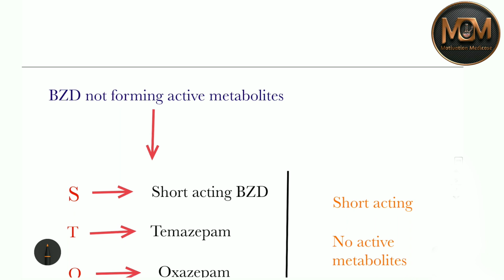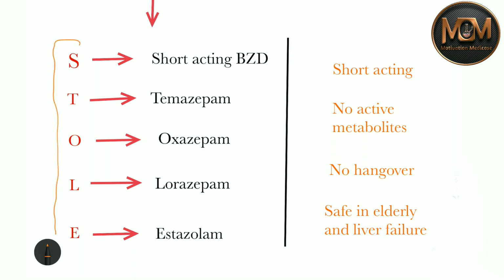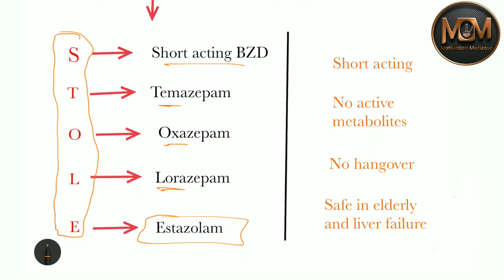So we have formed some benzodiazepines which do not form active metabolites after metabolism. You can remember them by the mnemonic STOL. S is for short-acting benzodiazepines. T, temazepam. O, oxazepam. L, lorazepam. And E, estazolam. So the short-acting benzodiazepines are temazepam, oxazepam, lorazepam, and estazolam. They don't form any active metabolite, they don't cause any hangover, and they're safe in elderly as well as in liver failure patients. So we can give them these benzodiazepines.